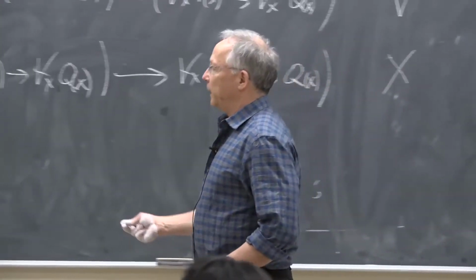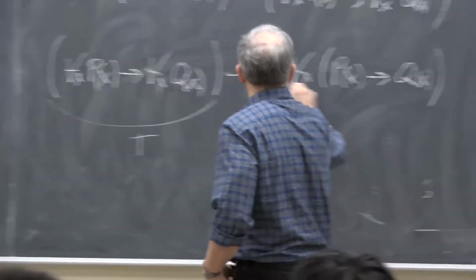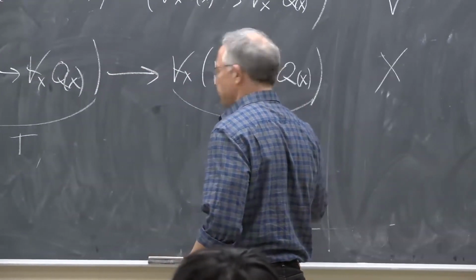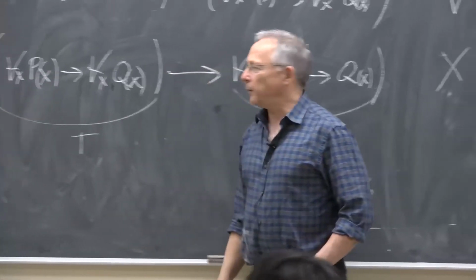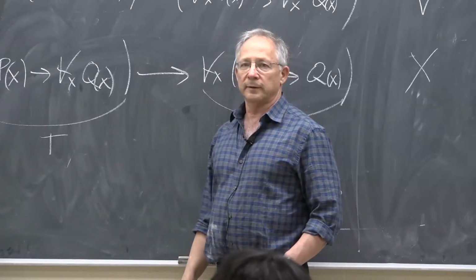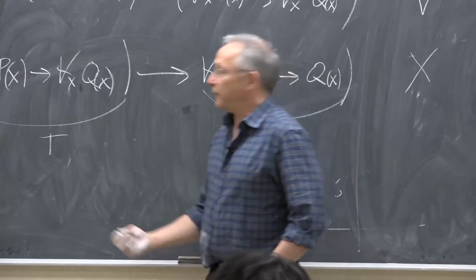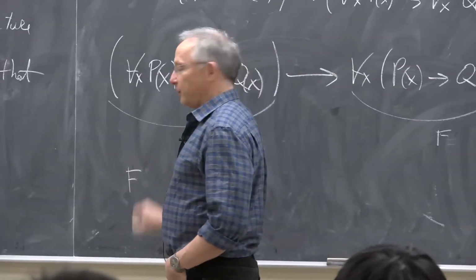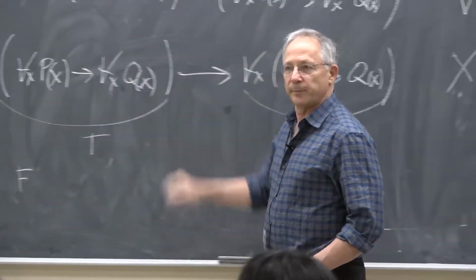We want to get, right, so we need to find a situation in which this is true and this is false, right? Now here I have an implication. So how am I going to make this true? Right, if the first one is false, then I don't care anymore. If the first one is false, then this will be true.